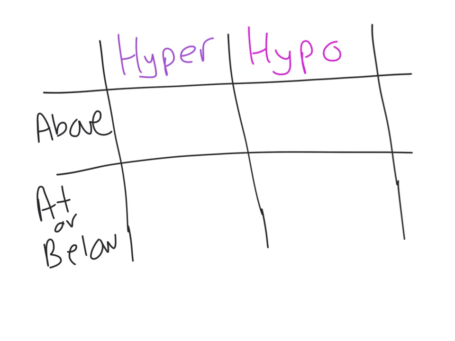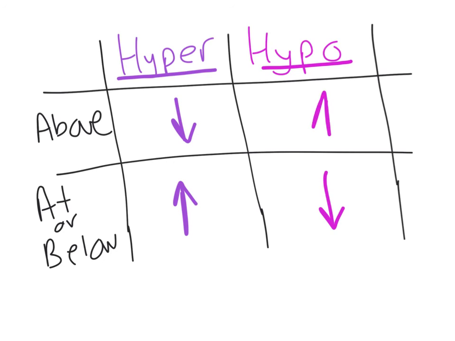So just remember that the direction of the arrow is going to match the pathology. So if it is a hypersecretion, at or below, hyper will be increase. If it is hypo, at or below will be a decrease. And then you just have to go the other way. Above is going to be the opposite, so hyper will be a decrease and hypo will be an increase. So this is a relatively quick and easy way to remember how to determine the levels of these hormones for hyper and hypo secretion.